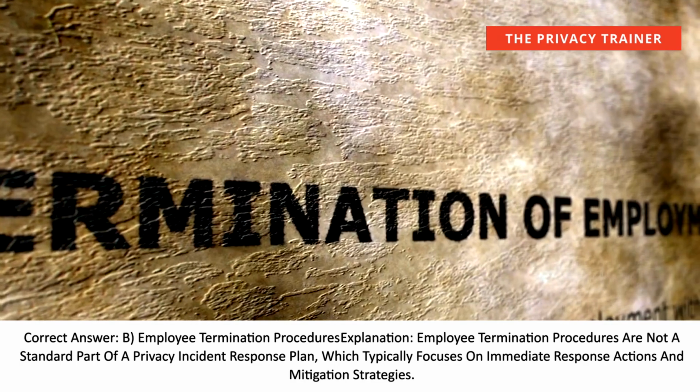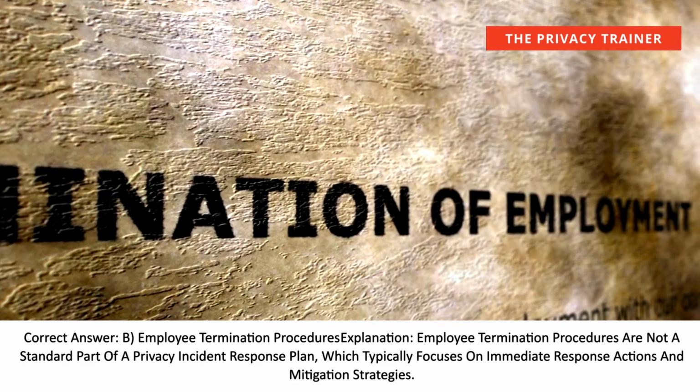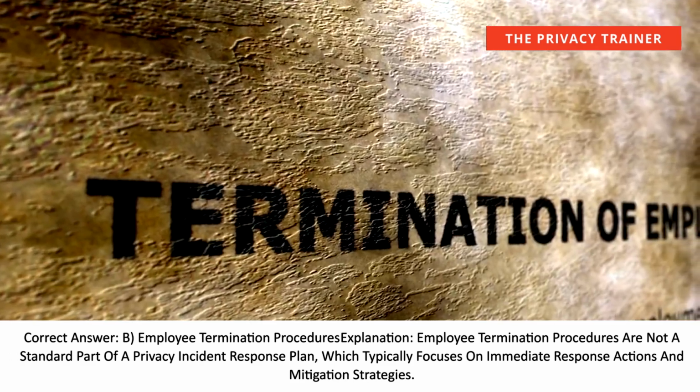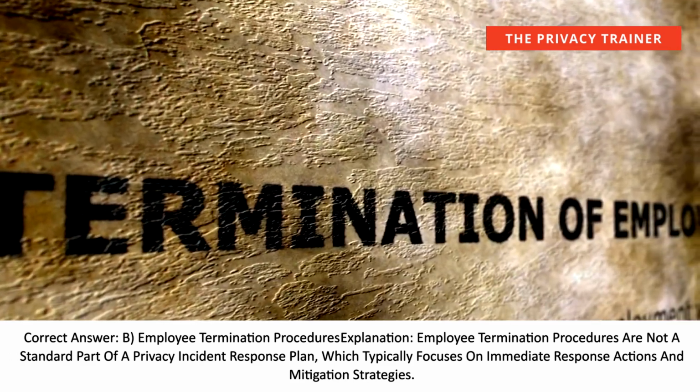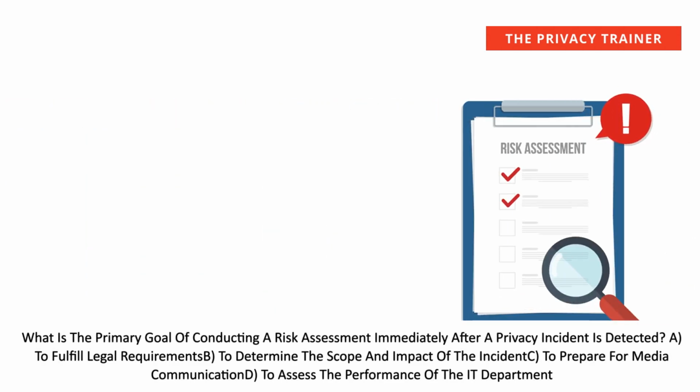Explanation: employee termination procedures are not a standard part of a privacy incident response plan, which typically focuses on immediate response actions and mitigation strategies. What is the primary goal of conducting a risk assessment immediately after a privacy incident is detected? A. To fulfill legal requirements.